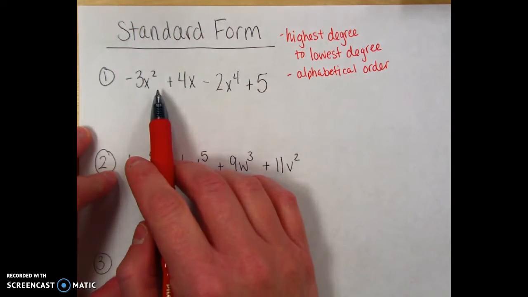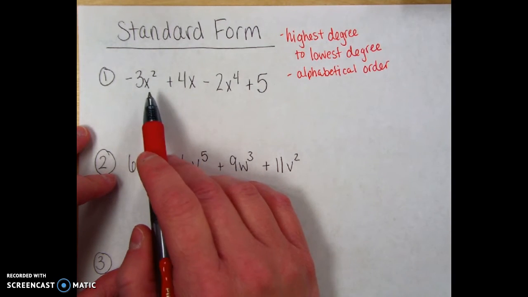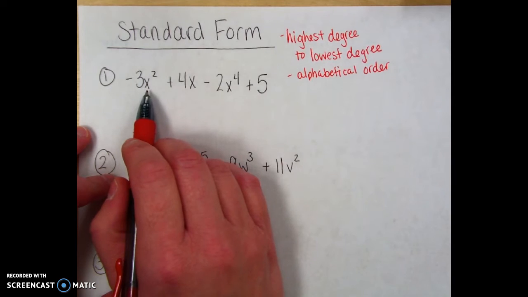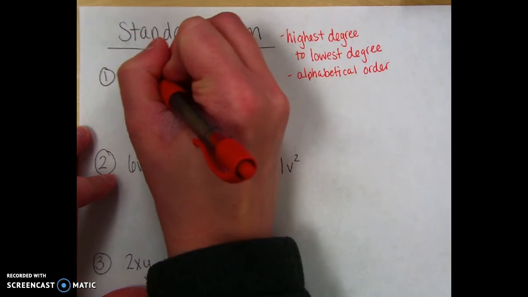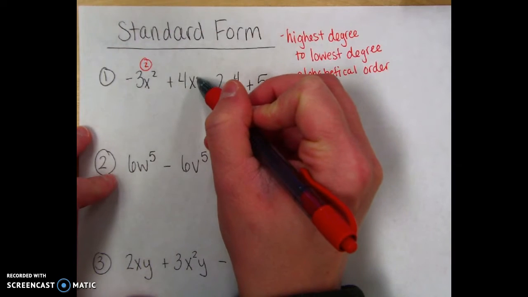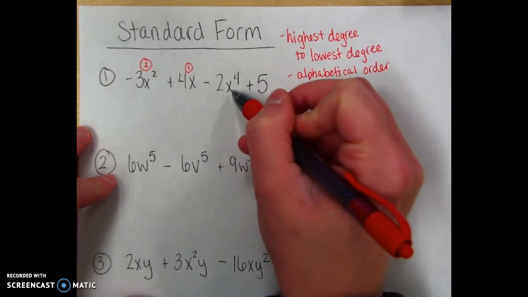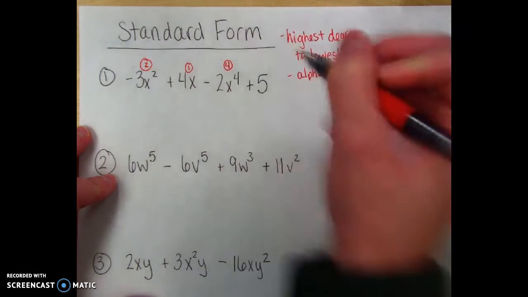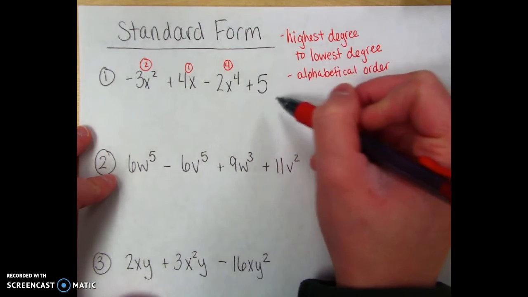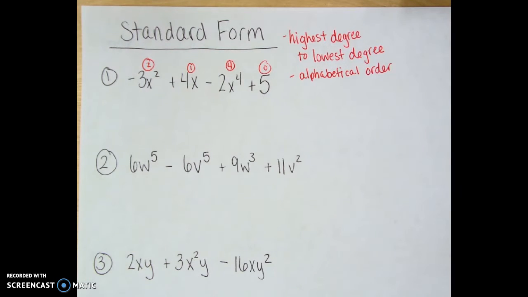So to find the degree, you just add up the exponents for each term. So in this case, we just have 1 exponent, so that's 2. So this has a degree of 2. This one, there's no number there, but it's really a 1. This one has the degree of 4. And this one doesn't have any exponent whatsoever, so that one's actually a 0. Okay, then we just put them in order from highest degree to lowest degree.